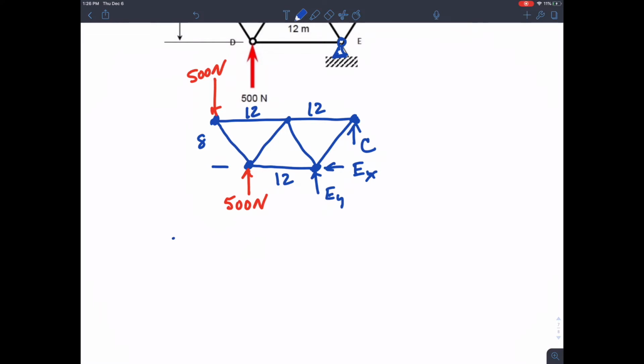All right. So sum of forces in the x direction, where x is positive going off to the right. Okay, so I look at this free body diagram, and I see that the only time I have a force in the x direction is at EX. So what we know is EX is equal to 0.